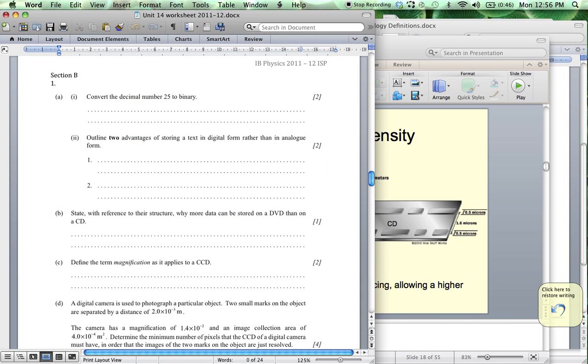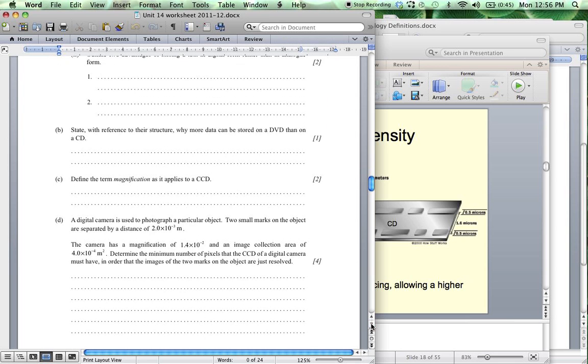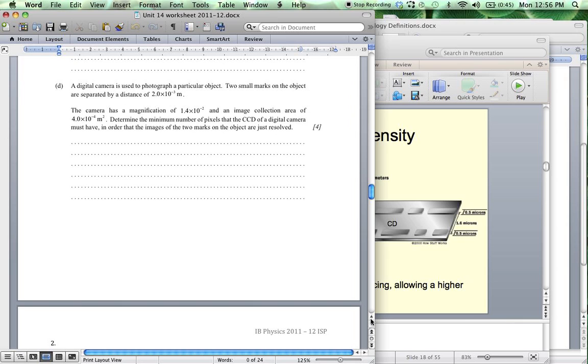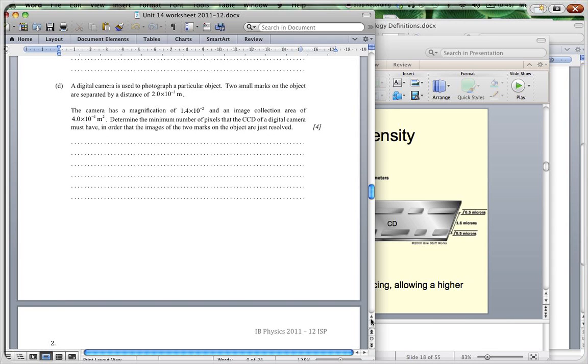Going back to this question now, so we've answered B. Going to D. It says a digital camera is used to photograph a particular object. Two small marks on the object are separated by a distance 2 times 10 to the negative 3. So we get 2 times 10 to the negative 3 meters. That's actually your object distance.